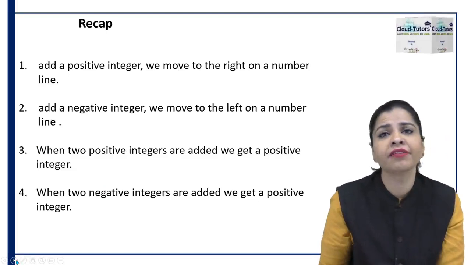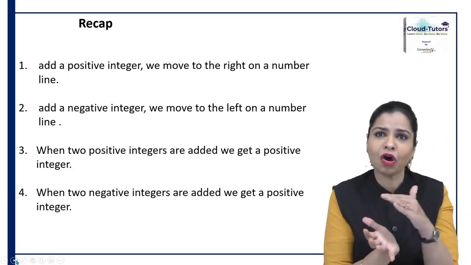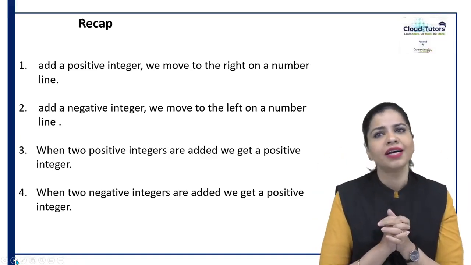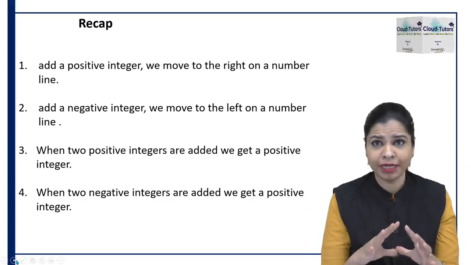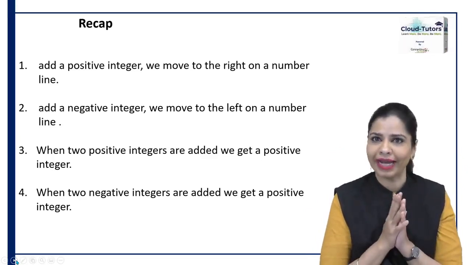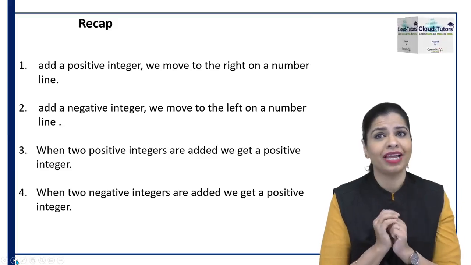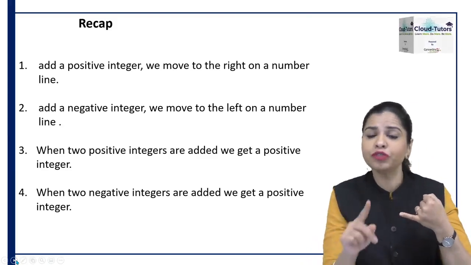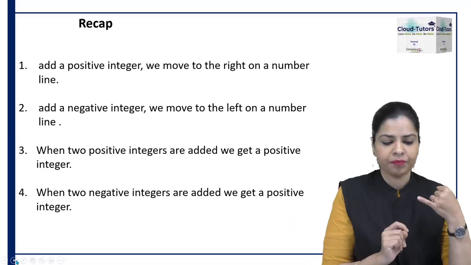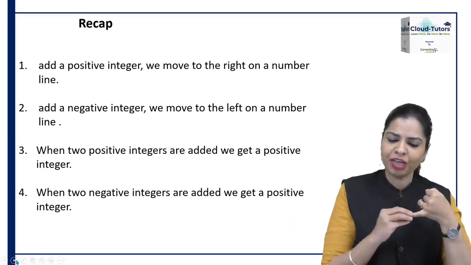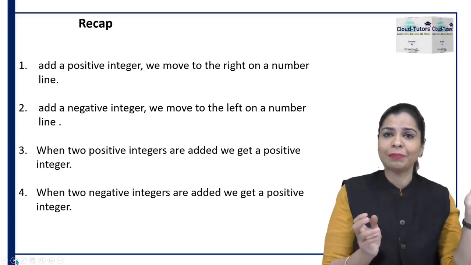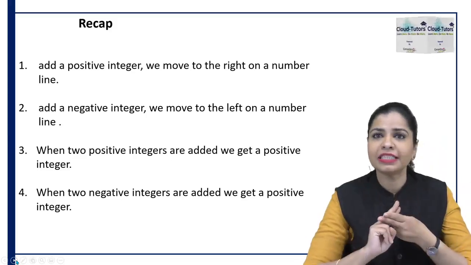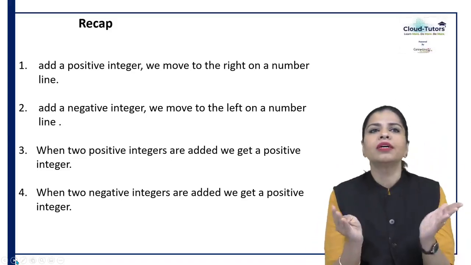Whatever I have said to you till now, I have put all these points together so that the concepts are really clear to you. These are important points which you cannot afford to forget. So let's do a quick recap of what we have learned till now. To add a positive integer, we move to the right on a number line. To add a negative integer, we move to the left of the number line. Did we do that till now? Not yet, but yes. Then when two positive integers are added, we get a positive integer.